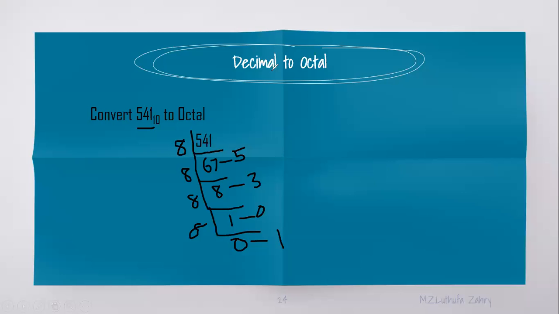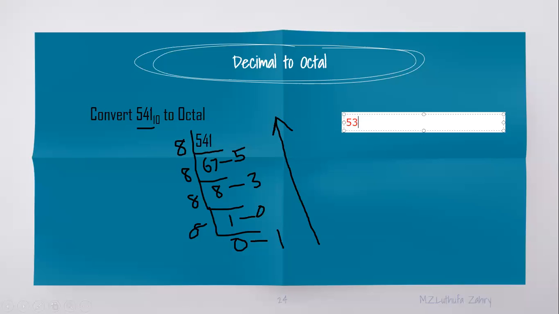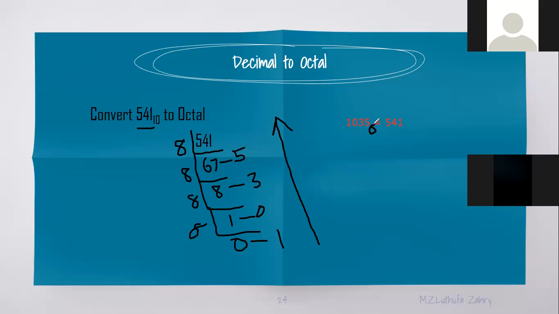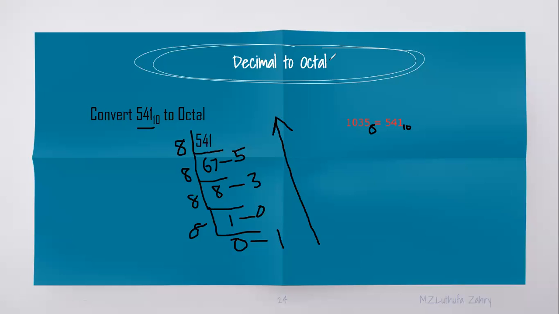Check. Okay, so you have to write it from bottom to top. Remember that always. That is the main part. You cannot write it like 5301. You have to write it like 1035 is equal to 541. And always remember to put your base value. You have to consider this 0 also in the middle. Okay, clear?